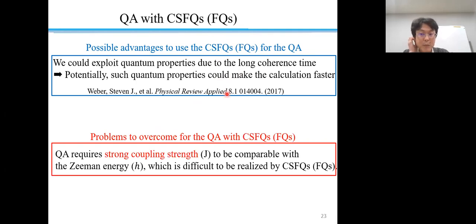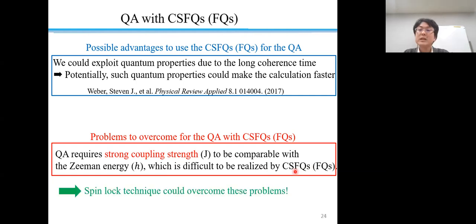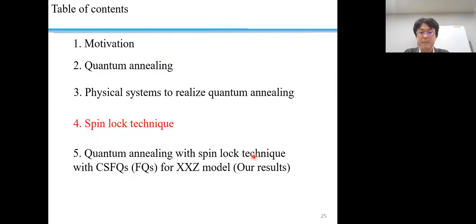However, as I said before, practically, it is very difficult to use conventional quantum annealing for the capacitively shunted flux qubit. Again, quantum annealing requires a strong coupling strength, like the coupling strength J should be comparable with the Zeeman energy, but this condition cannot be realized by currently available capacitively shunted flux qubits. So this is the reason why I would like to explain spin lock quantum annealing. We believe that the spin lock technique can overcome these problems.